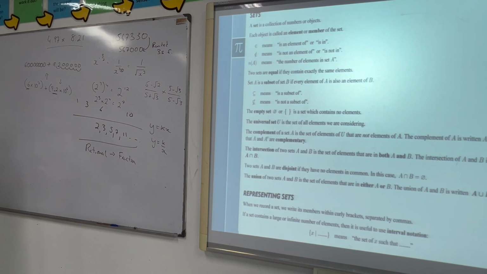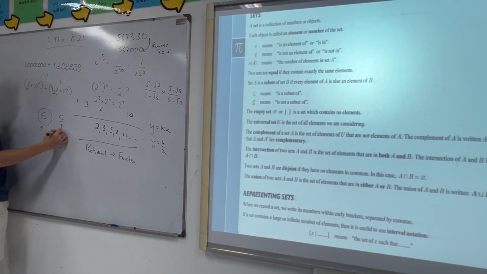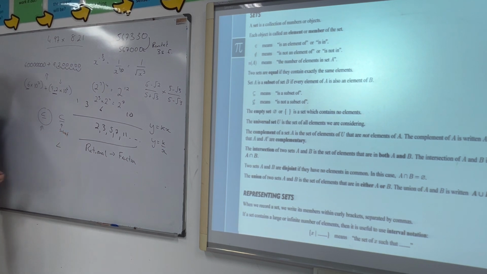Sets. So some of the ones here, maybe this one, I think this is not this. That's a C with the, that's a subset. So what's a subset? Everything in one set is contained in another set.